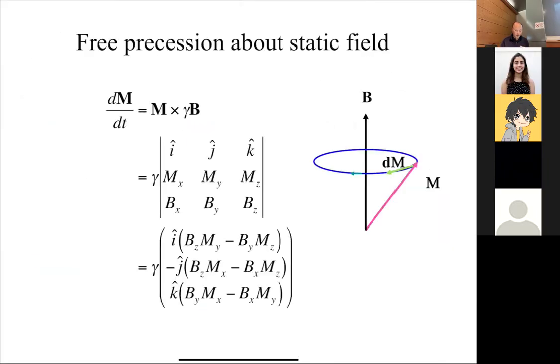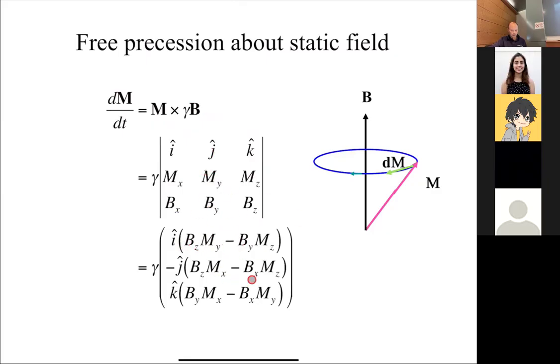Okay, so I'm just going to work through some math to set up some notation, but it'll be fairly straightforward. So basically, we're just going to remind you that this is the equation of motion. So it's M cross gamma B, which usually in life, unless you're an E&M person, you don't do cross products that much. So you might have to remember that you can represent it as the determinant of this matrix, which is given by this.